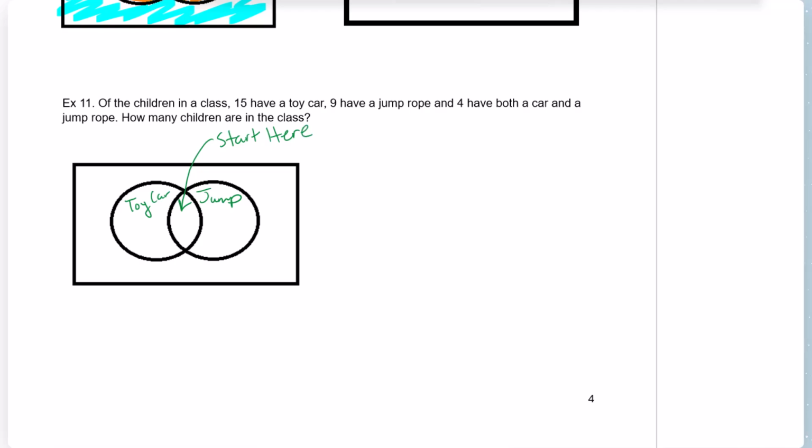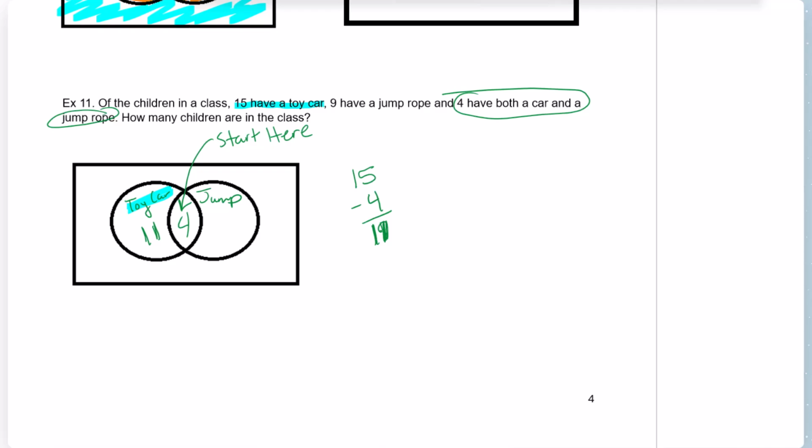How many have both? 4 have both a toy car and a jump rope, so I'm going to put my 4 there. Now within those 4, we have 15 with the toy car. That's our toy car. But we have to remember that that 15 includes the 4 already listed. So if there's 15 in the toy car circle, we already have 4 in the intersection. So that's going to leave 11 to put in the toy car only section.